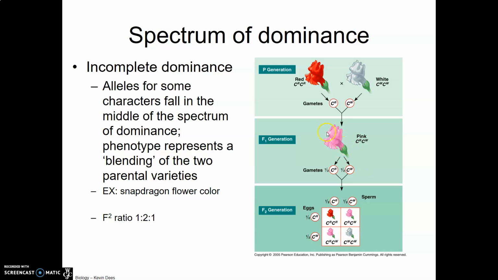Now, if we self-pollinate these pink ones, and we see the way that the Punnett square works out, where we have this allele here and this allele here, we take this allele and move it here. Here, notice now our F2 generation in the incomplete dominance case is 1 red, 2 pink, and 1 white.